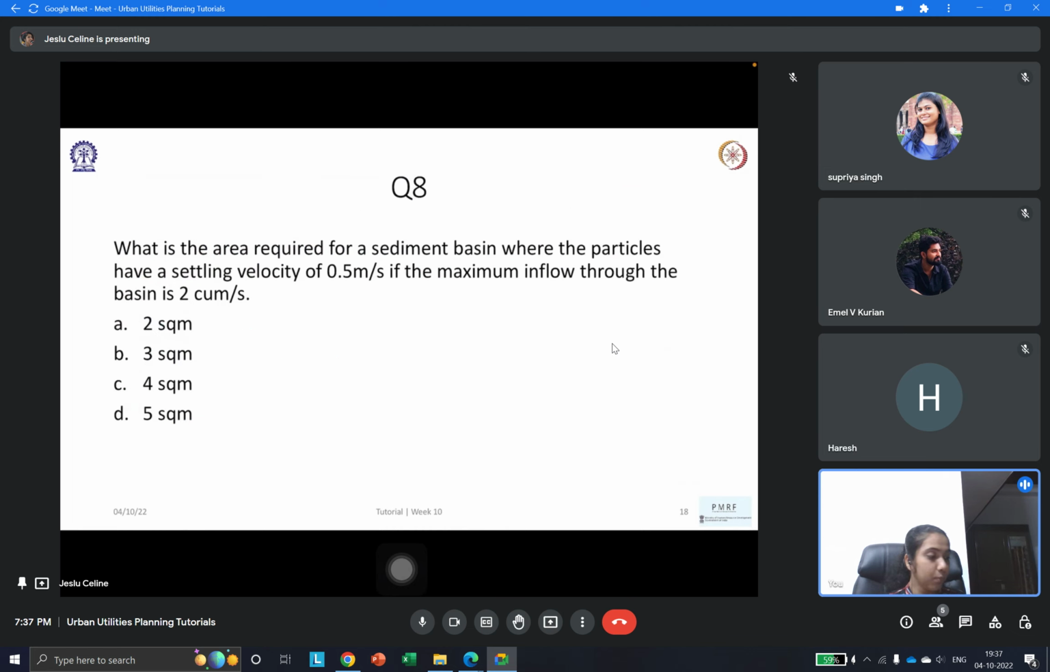Yeah, so this is one more numerical. This is an additional numerical which is not there in the previous assignments, but we're doing this from the examination point of view. What is the area required for a sediment basin where the particles have a settling velocity of 0.5 meter per second, if the maximum inflow through the basin is 2 meter cube per second? So firstly, what is a sediment basin?